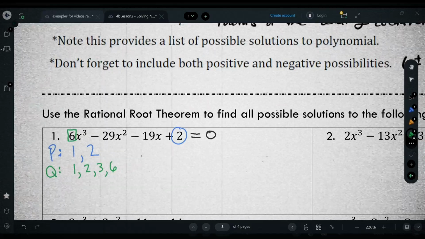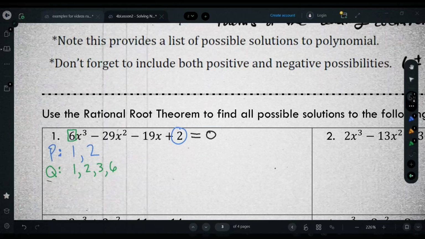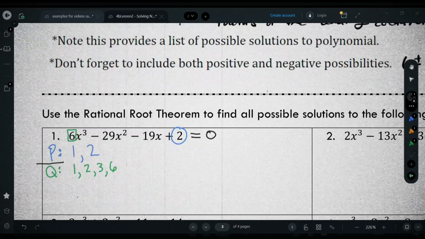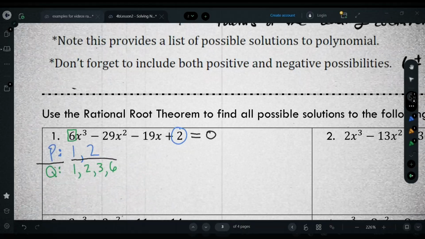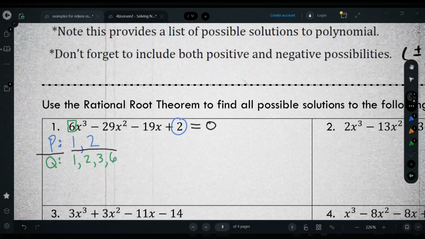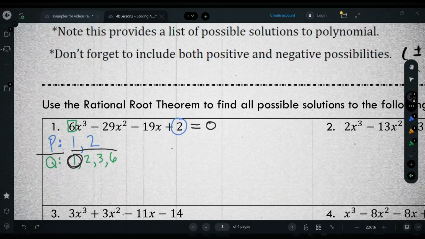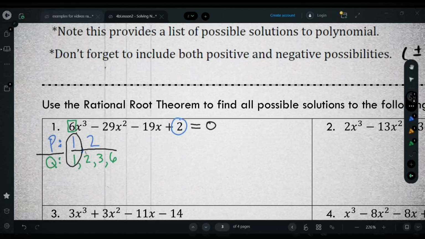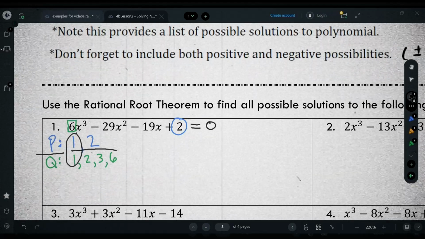So let's go ahead and make a list of all of our possible solutions. The possible solutions are going to be every combination of a P number divided by a Q number. So every combination we get here with one of these on the top and one of these on the bottom. So let's start to list them out. And this is what I'll do. I'll start by using a Q value of 1, and I'll see what combinations we have. So we could have 1 divided by 1. 1 over 1 simplifies, of course, to just a 1.